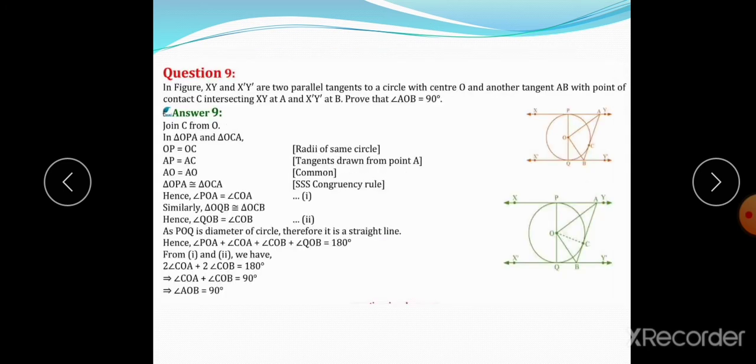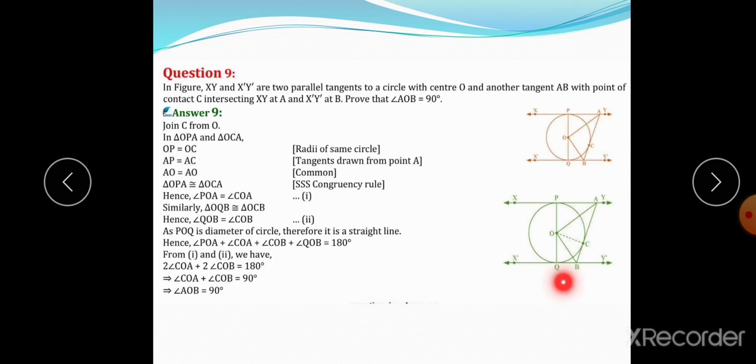Let me see question number 9. It's also a very easy sum. You should know the properties; only by using these properties we have to do it. First understand the question. There are XY and X dash Y dash, two parallel tangents to a circle with center O. And another tangent AB touching the circle at C, intersecting XY at A and X dash Y dash at B. Then AOB forms a triangle.